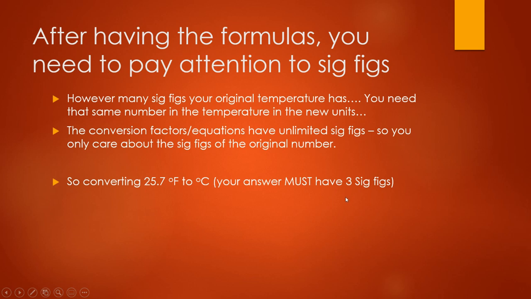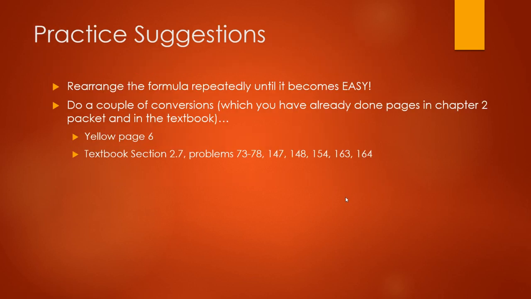So as far as those are concerned, practice is the key to making this easier and having this work better for you. So you need to rearrange that formula repeatedly until it becomes easy and you don't make any mistakes. I recommend doing it on multiple different days until you're confident that you can rearrange both of them successfully. Do a couple of conversions.